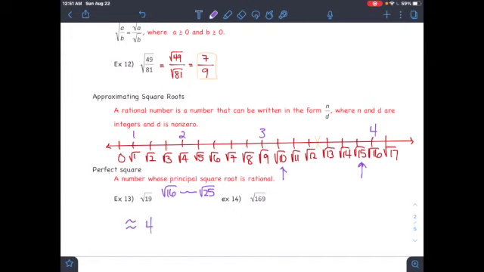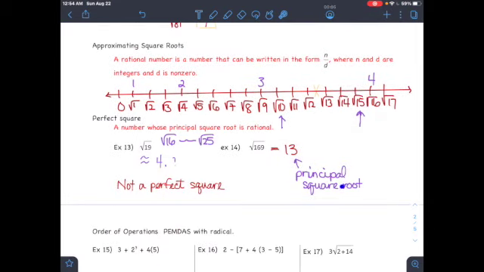Approximately 4 point something. Is the principal square root rational? Well, this is not rational because it goes on forever. Square root 19 is not a perfect square. And then square root of 169, you can punch in the calculator. That will actually give you the number 13. So therefore, square root of 169 is rational. It has a principal square root. Rational means there's a pattern. So 13 times 13 equals 169, and 13 is the principal square root.